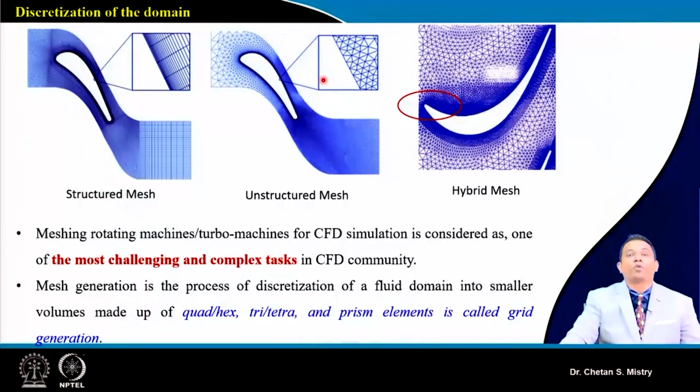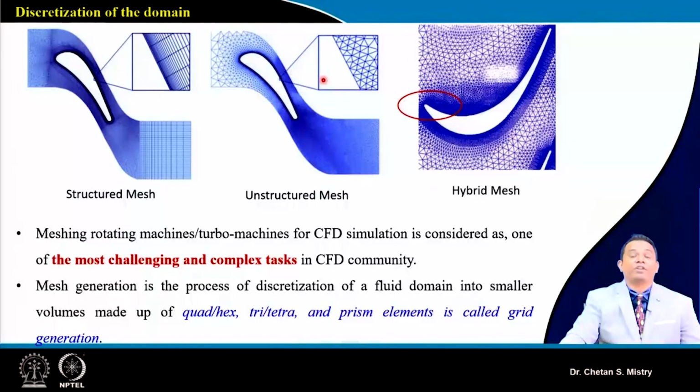Now meshing of a rotating element in order to do CFD analysis is the most challenging and complex task. When we say we want to analyze a compressor stage, it comprises a rotor and stator. In order to do meshing, one can do it within hours, one can take maybe a day, and maybe a very intelligent or very specific person who is planning to analyze the flow domain may take maybe a week. Now the question is what exactly they are doing.